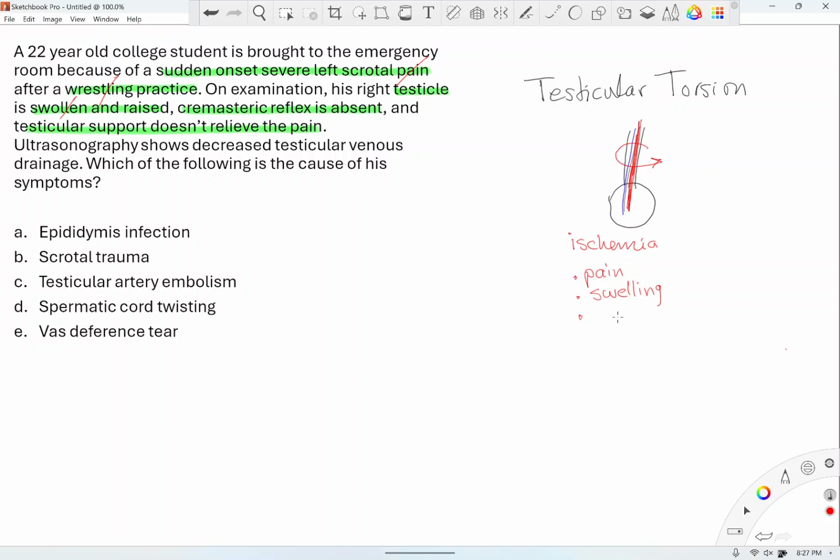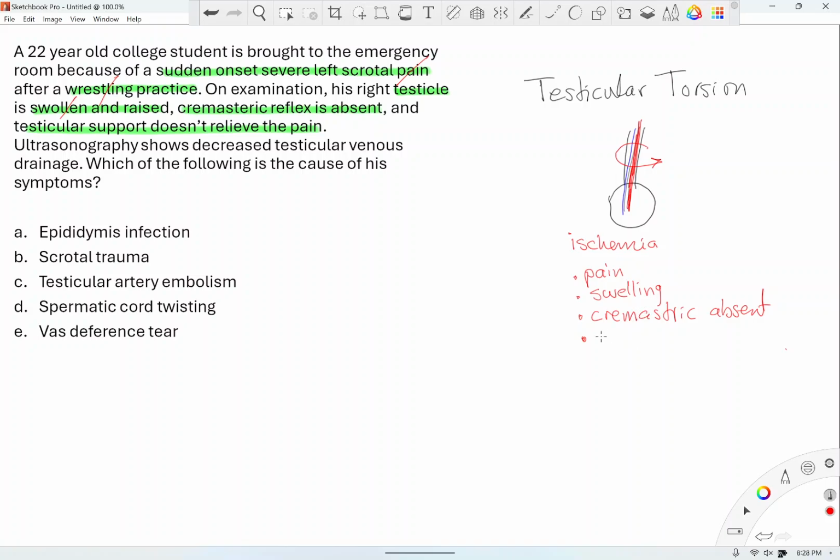Now the next thing is, if you touch the inner thigh, the groin area, there should be a cremasteric reflex where the testes will elevate. Just like when you touch it. So the cremasteric reflex is absent in this case. That's unique to torsion. Okay, it is absent. So look for that. Very, very important.